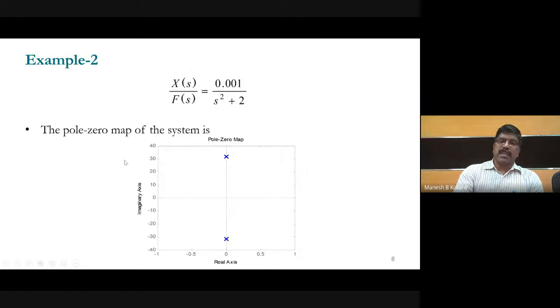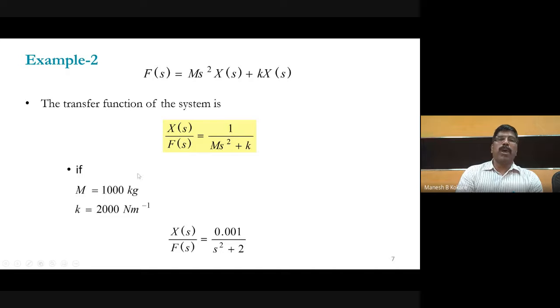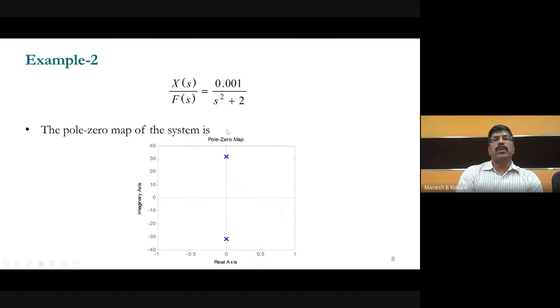Now suppose you have been given the value of m equal to 1000 kg, mass is 1000 kg, and spring constant is given as 2000 Newton per meter. If you put the values m = 1000 and k = 2000 Newton per meter and simplify, you will get X(s)/F(s) equal to 0.001 divided by s² + 2. Here you have a constant gain factor of 0.001, and then s² + 2.